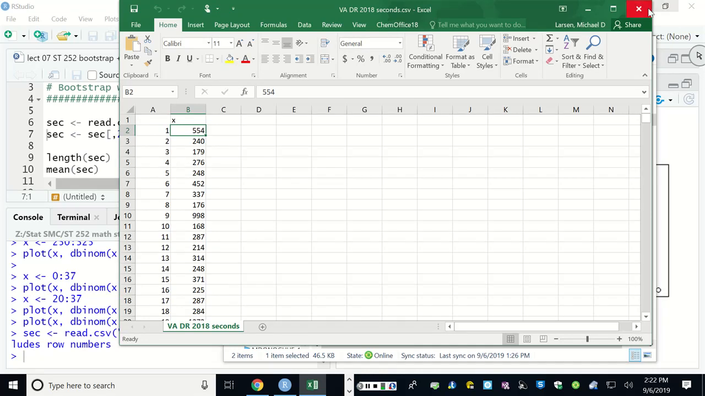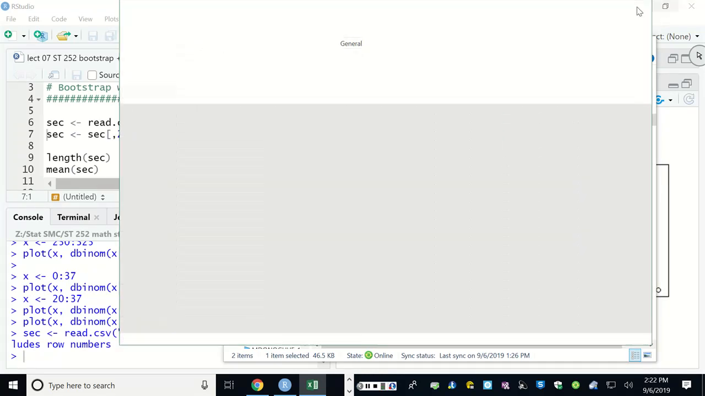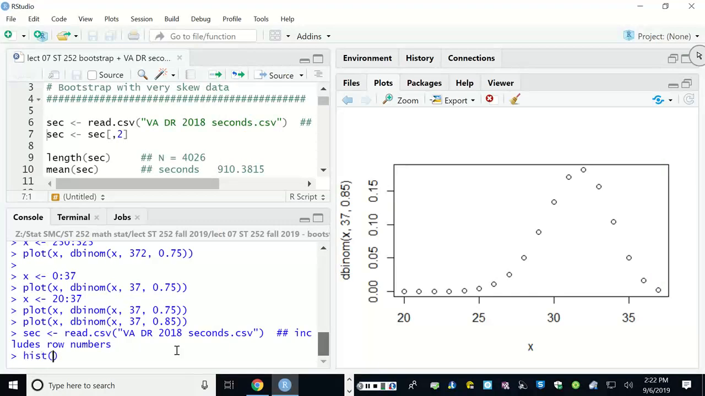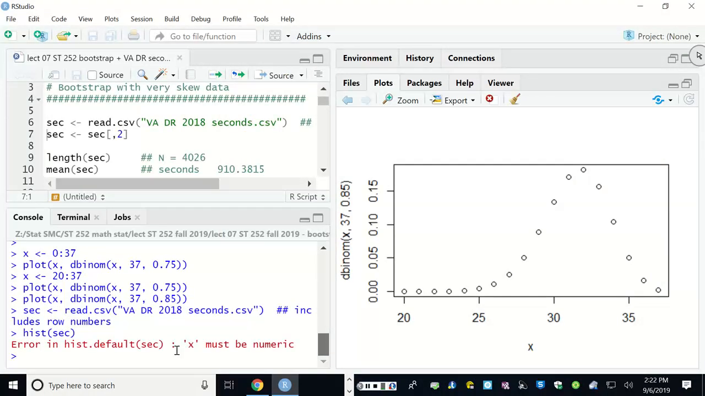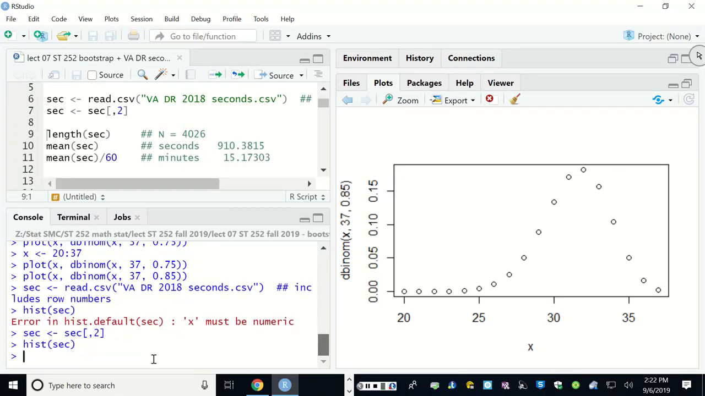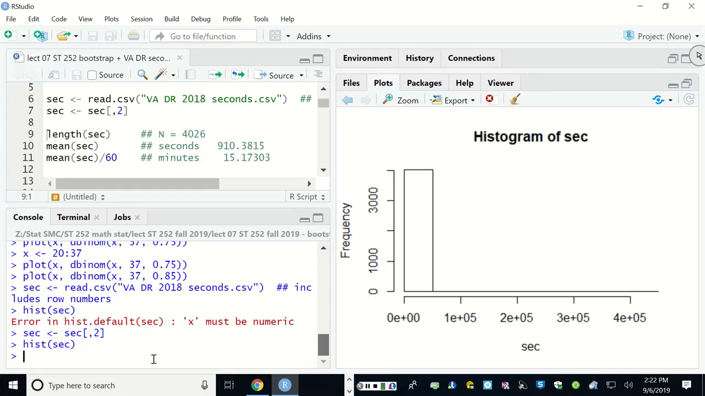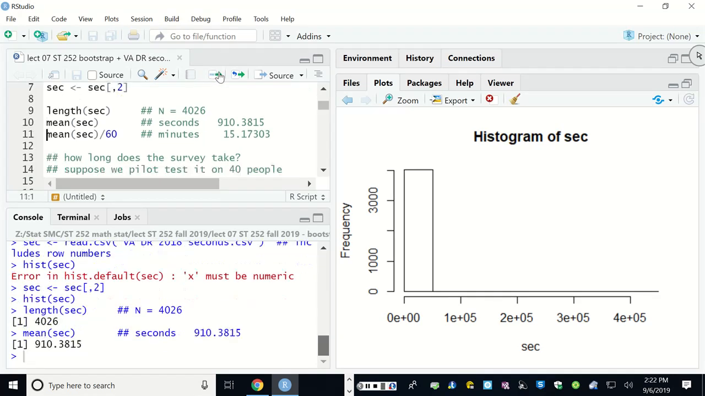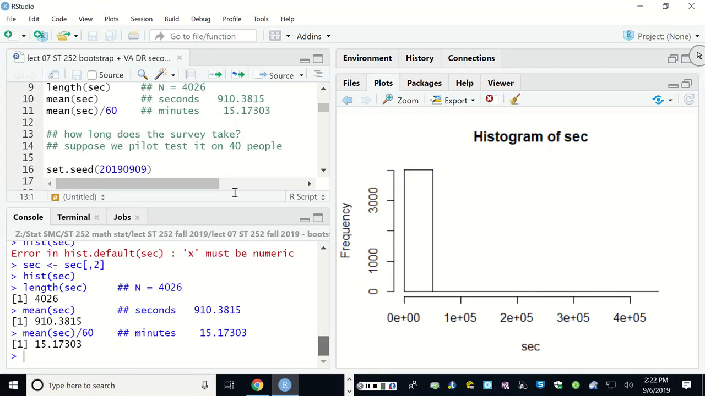Right. I thought, okay, well, we'll just look at that as a distribution and we can sample from that. So, here's the histogram of these things. Okay, seconds, I only want that column, I don't want the row numbers. So the histogram of the seconds looks like that, right? Because you can't even see it, right? There's 4,026 seconds. The average looks like 910. In minutes, if you divide it by 60, that's about 15 minutes on average.